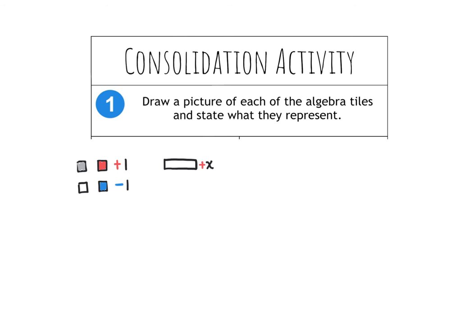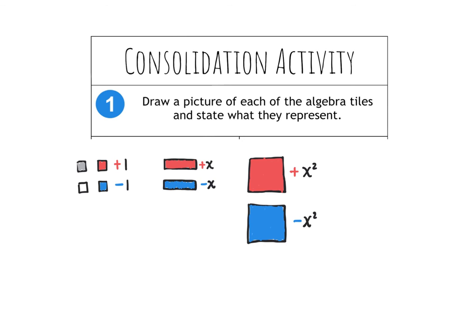Again, a positive would be represented with red, so a red rectangle would be positive x, and a blue rectangle would be negative x. The bigger squares represent x squared. They are x tall by x wide, so x times x gives us x squared. The red ones are positive x squareds, and the blue ones are negative x squareds.